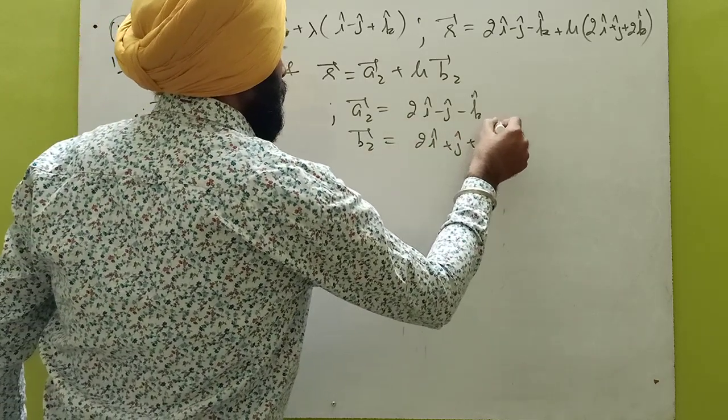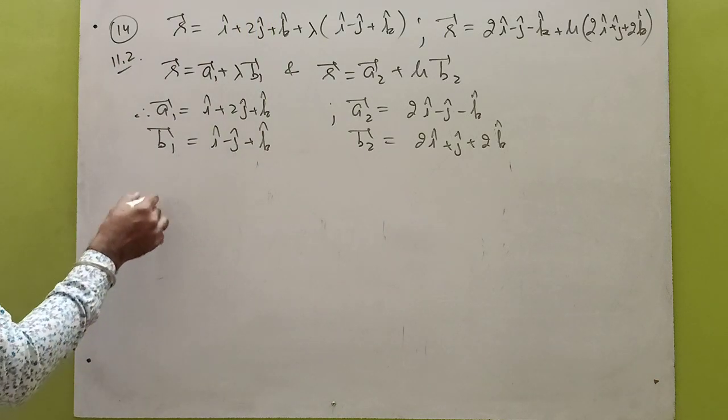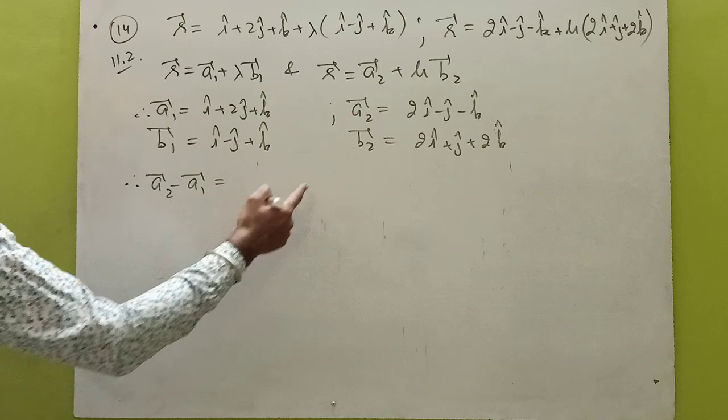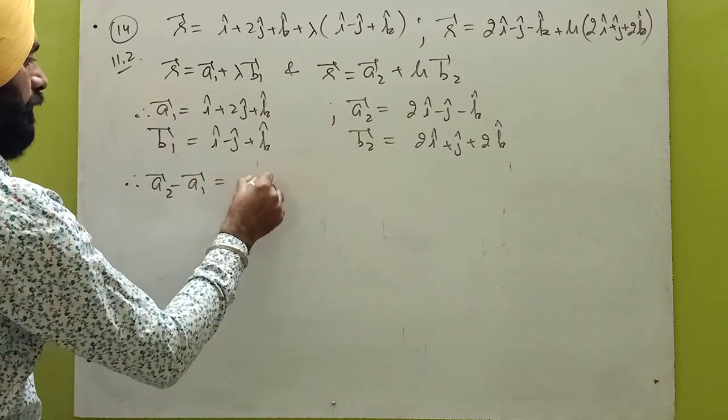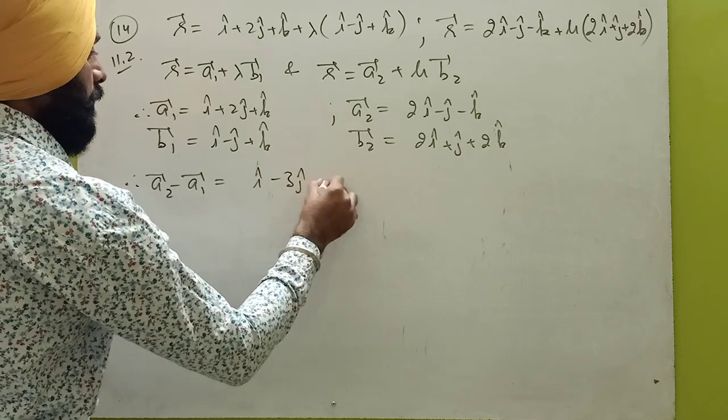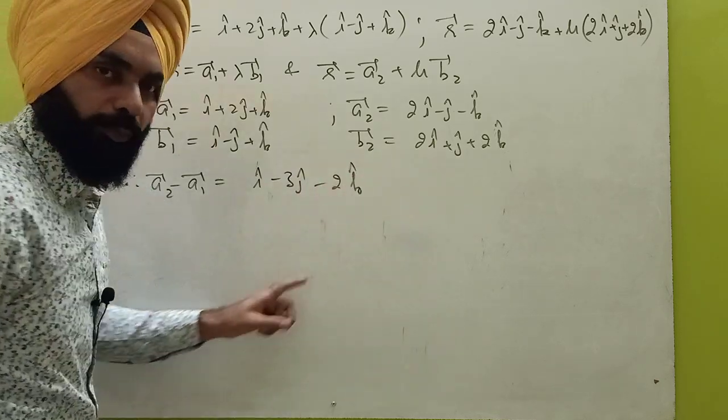Now apply the formula. For the formula, first of all find a2 vector minus a1 vector. Subtract these two. So this is i cap minus 3j minus 2k. So this is a2 minus a1.